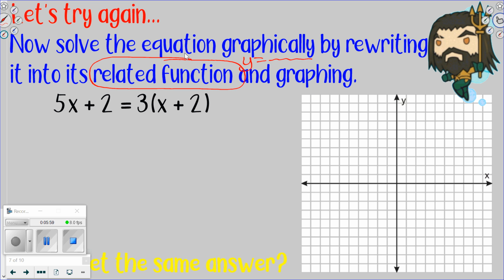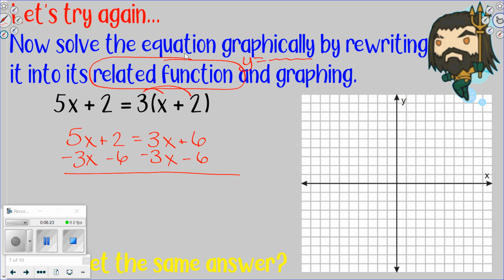But first I'm going to go ahead and distribute like I always do. So 5x plus 2 equals 3x plus 6. Do you want to move everything to the right, or you want to move everything to the left? I'd go left as well, because that way I have a positive x. It just makes more sense. So I'm going to move the 3x, and I'm also going to move the 6, because I want to get rid of all of that stuff. So I get 2x minus 4 equals 0.